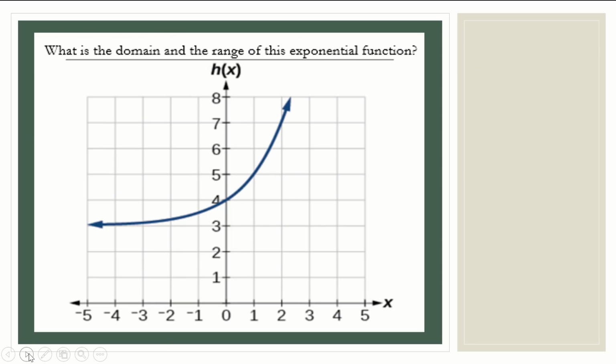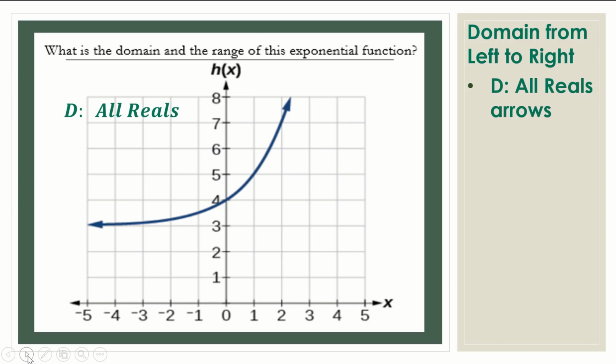Now that we know some key characteristics, here's a second graph where we can identify if it's growing or decaying. First, we see the graph is going up from left to right, so this would be an example of exponential growth. On this graph, we notice that there are arrows at the end, so we would say that the domain from left to right is all real numbers. We can use this less than sandwich inequality. So x values need to be greater than negative infinity, but less than positive infinity.